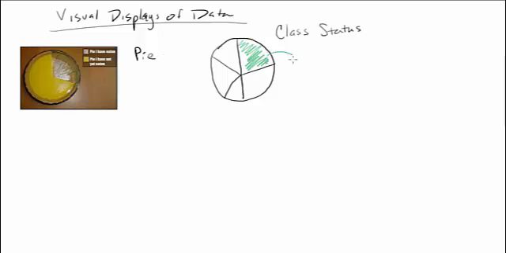So maybe this represents juniors, and juniors make up about 25% of the data. And then of course you would have another little piece right here. Maybe that would represent seniors. So that looks like a little bit less than a quarter. Maybe that's 22% of your data, so on and so forth. So that is a pie chart.